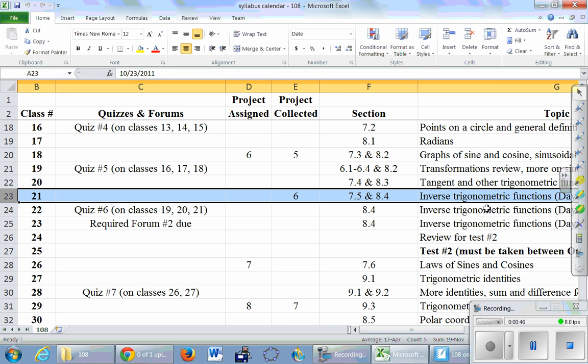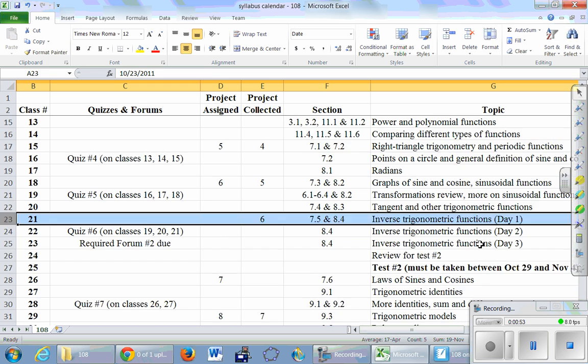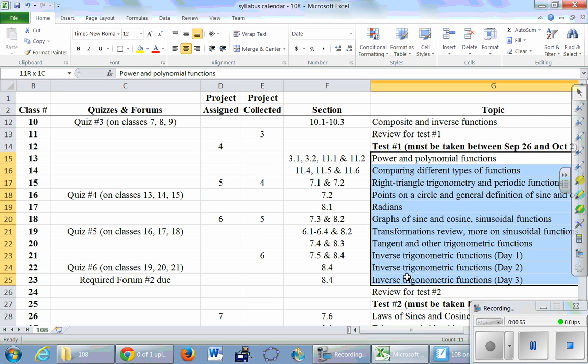After our 3 days on inverse trig functions, we have 1 review day, and then test number 2, which covers all the material since test number 1. So everything starting here and going down to there. And again, take a look at your particular calendar to know exactly when you're going to be taking test number 2.